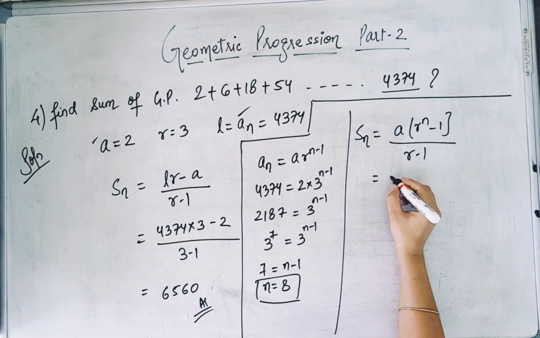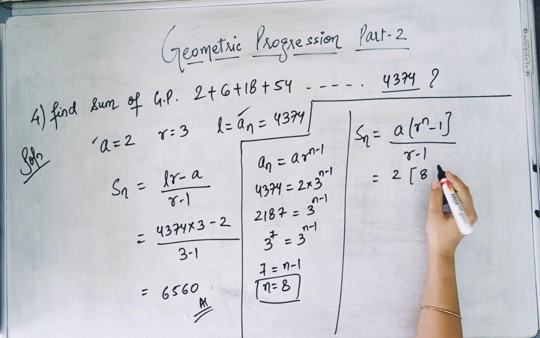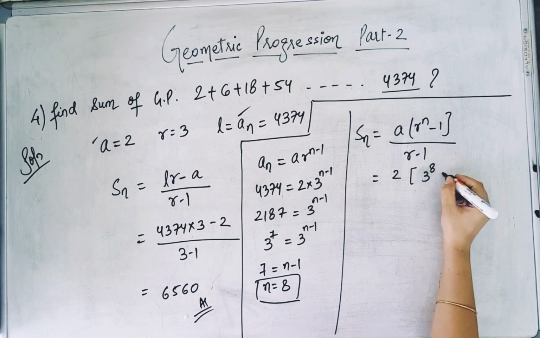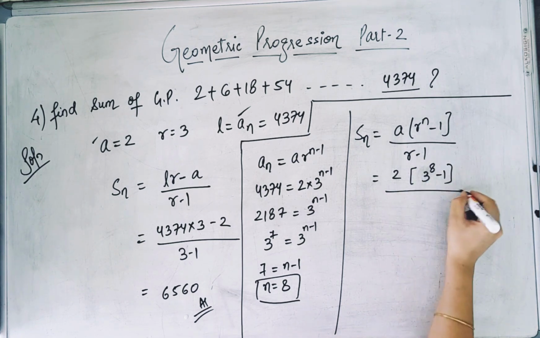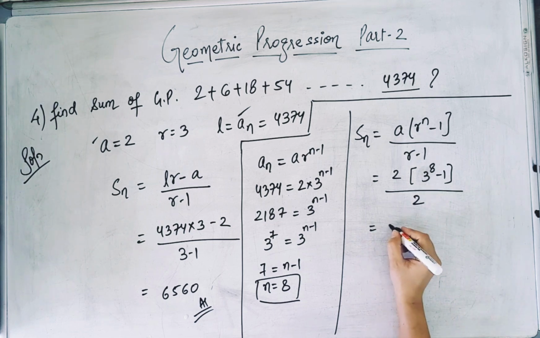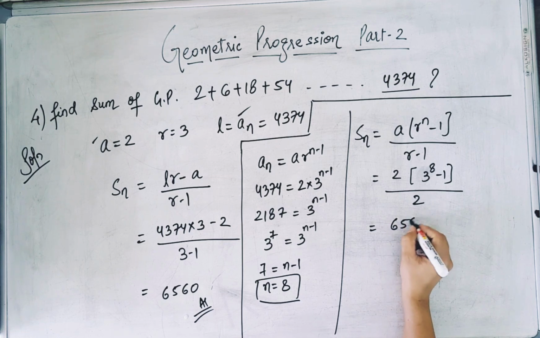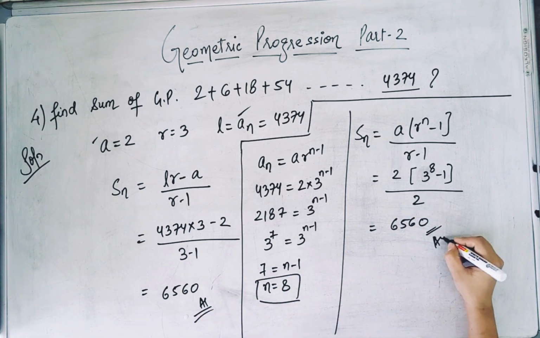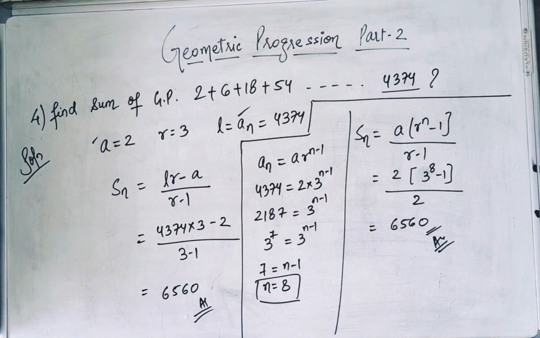A is 2, r is 3, 3 to the power 8 minus 1 upon 3 minus 1, that is 2. So again when we multiply and solve it, we'll get 6560. Since the answer is the same in both cases but only the methods are different, here we can directly use the formula which I have mentioned before, that if the last and first term of a GP are given, we can apply this formula.